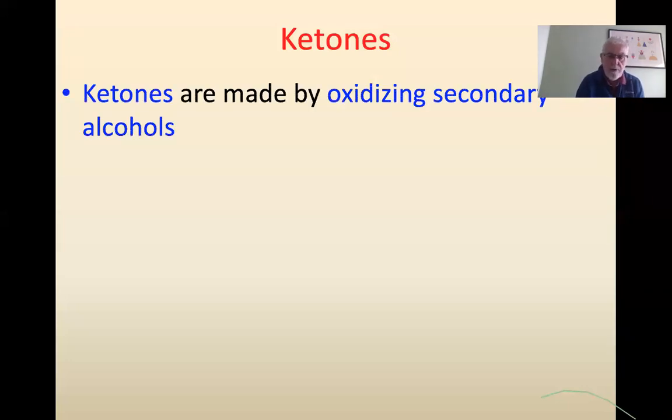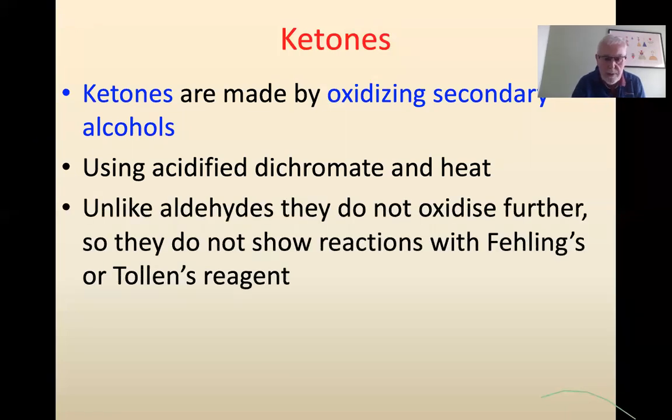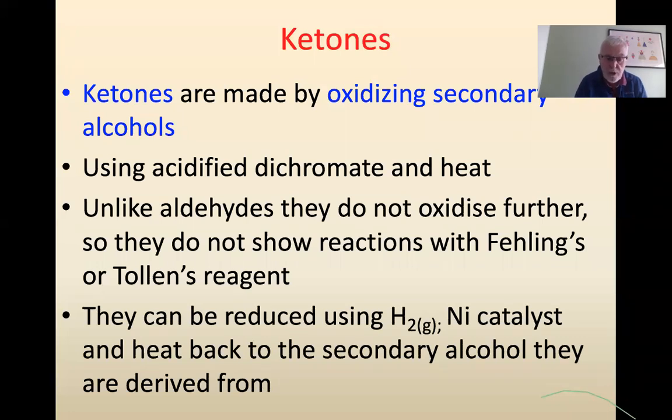Ketones, just a brief word about ketones. Ketones are made by oxidizing secondary alcohols, right? Using acidified dichromate and heat, the same as with the aldehydes. Unlike aldehydes, they do not oxidize further. So they do not show reactions with Fehling's or Tollen's reagent, or indeed with potassium permanganate, right? They can be reduced, in other words turn back into a secondary alcohol using hydrogen and a nickel catalyst and heat. And that turns them back to the secondary alcohol they were derived from.